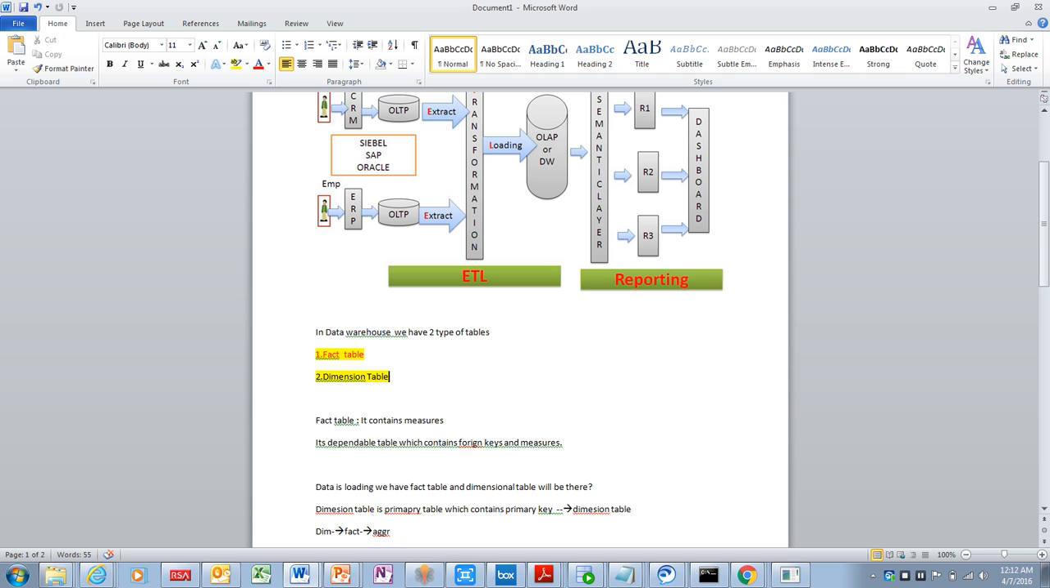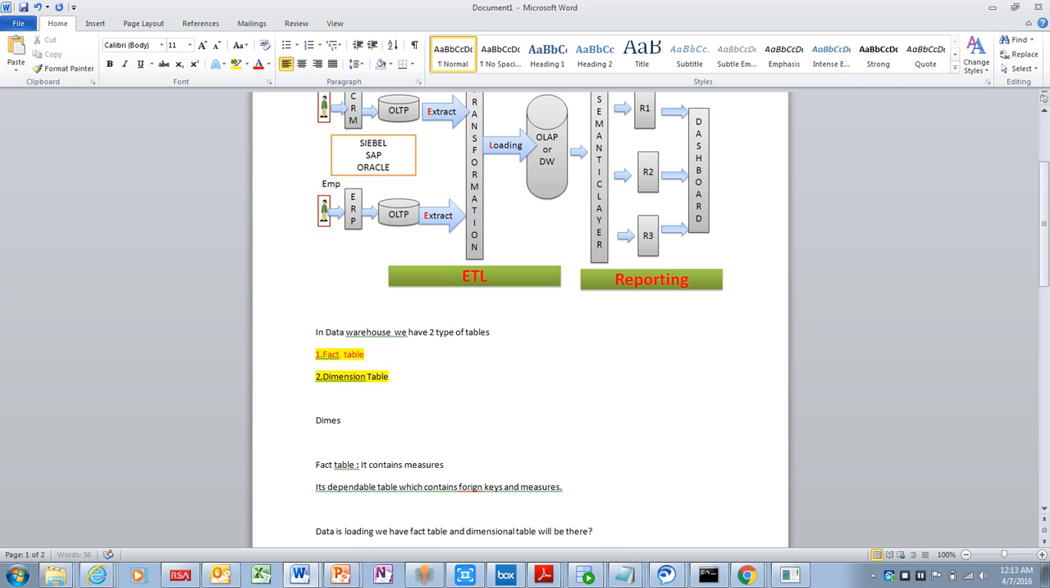So let me start with the dimension table. Basically a dimension table is nothing but a primary table. It's a parent table, which contains a primary key and descriptive columns.